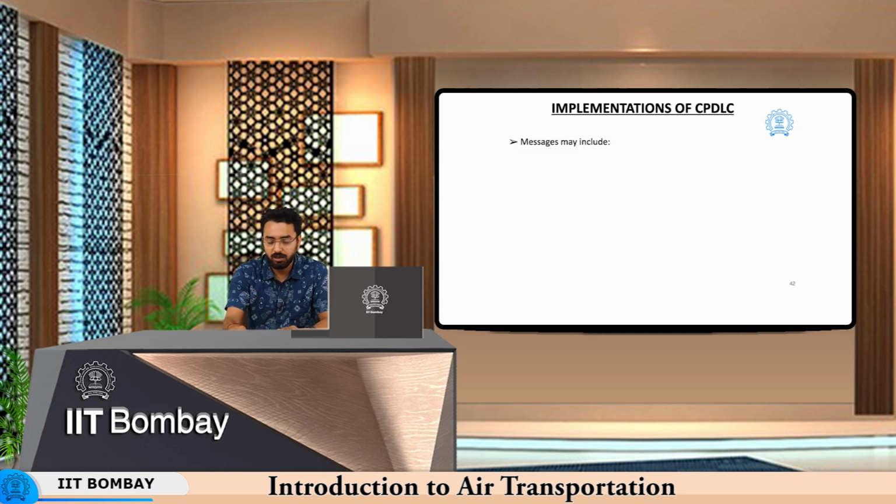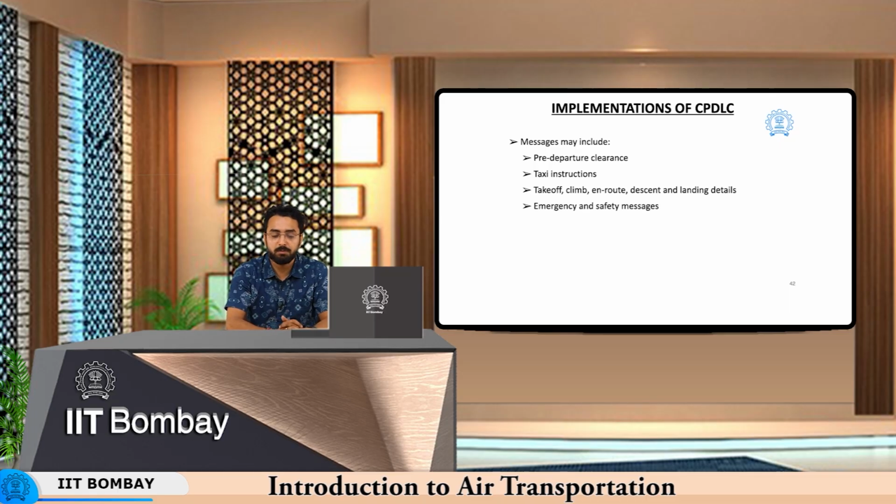The messages that are transmitted through this system may include pre-departure clearances, taxi instructions, takeoff, climb, en route, descent and landing details, as well as emergency and safety messages. So, as you can see, the system is able to provide a very robust way of carrying out data communication, and hence is useful for aircrafts all across the globe to carry out data link communication.